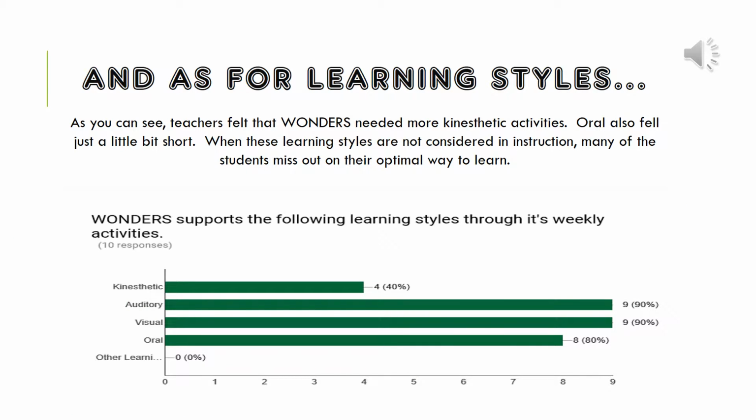The survey then went on to ask teachers to check the learning modalities that they most saw present in Wonders. As you can see, teachers felt that Wonders needed more kinesthetic activities. Oral fell just a little bit short of the other two, but auditory and visual learners definitely benefit from this curriculum, as most of the activities fit these learning styles. When other learning styles are not considered or met during instruction, many of the students miss out on their personal optimal way to learn.